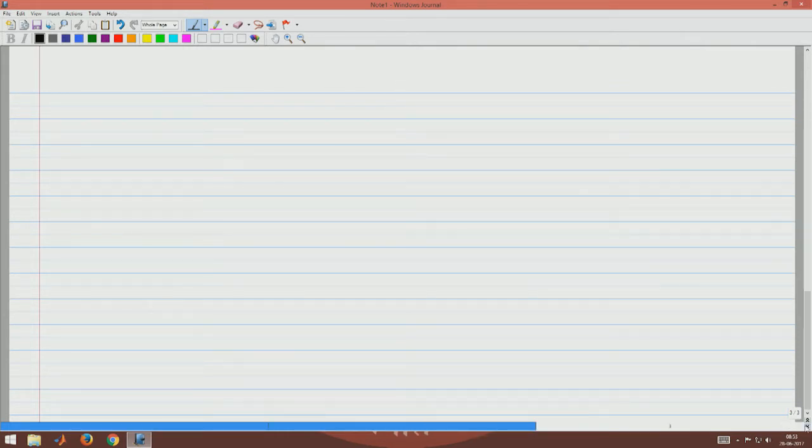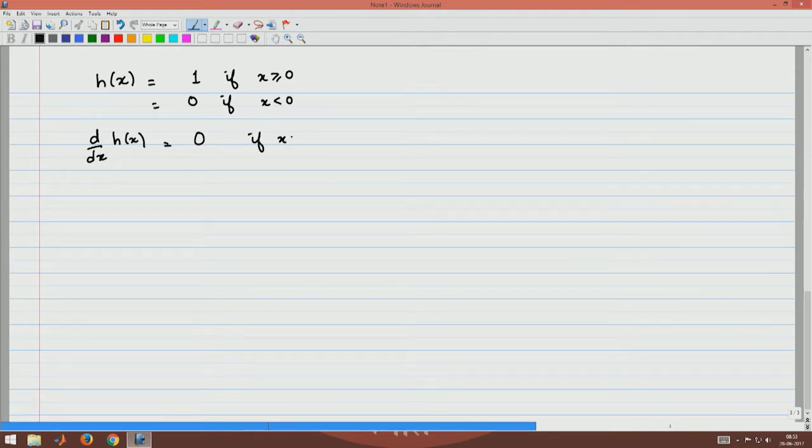Now, the next, so now we said that the step function, h of x, equals 1 if x is greater than or equal to 0, and equals 0 if x is less than 0. Now, the exact value at 0 is debatable. It jumps from 0 to 1. Now suppose I take d by dx of h of x. Clearly if x is greater than 0, the derivative is 0 because the function is constant. It is also 0 if x is less than 0.